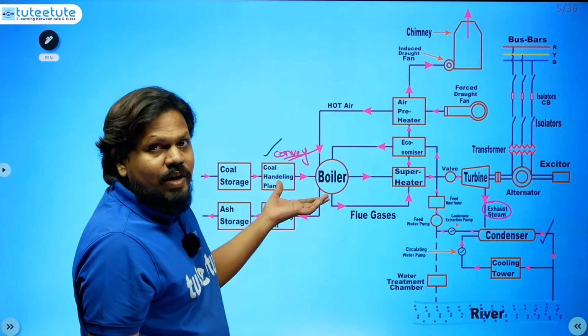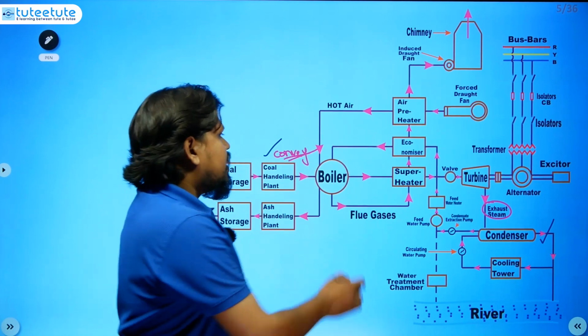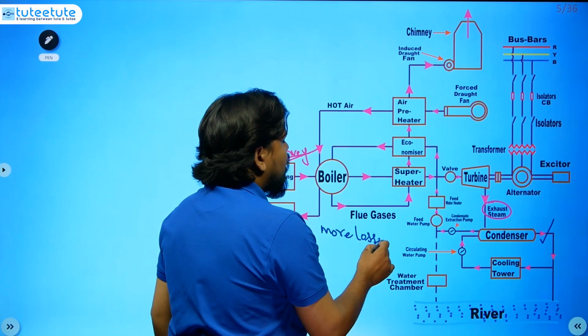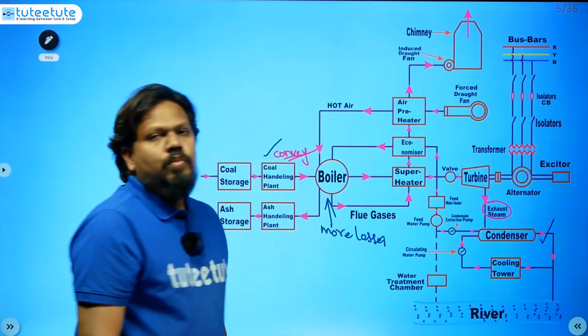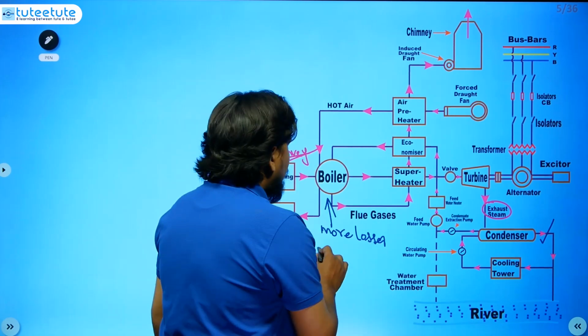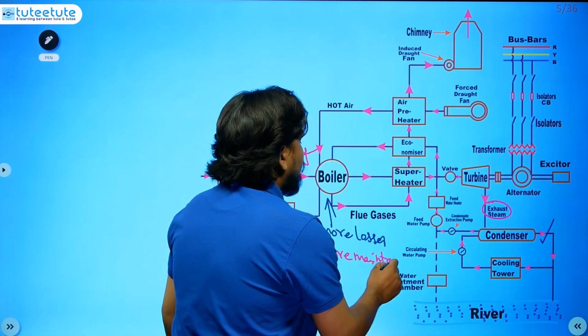Here what is happening is that the water we are converting into steam. So more losses will be happening here, at the boiler area. That's why the boiler area needs to have more maintenance. So this is the answer.